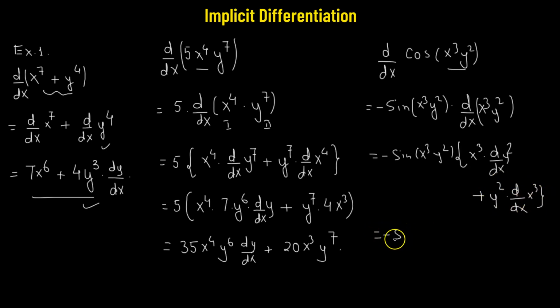So this is negative sine of x cubed y squared times, so we have x cubed, derivative of y squared will be 2y times dy over dx plus y squared times derivative of x cubed will be 3x squared. So this is the implicit differentiation of our function cosine of x cubed y squared. Let's go to problem number 2.